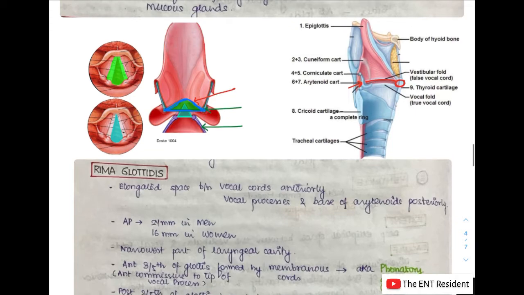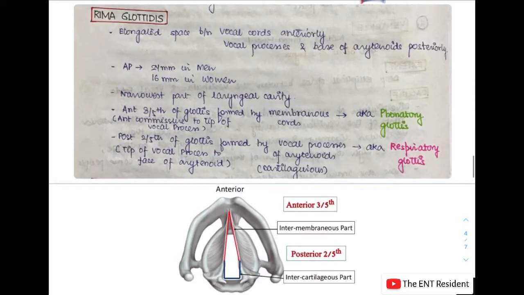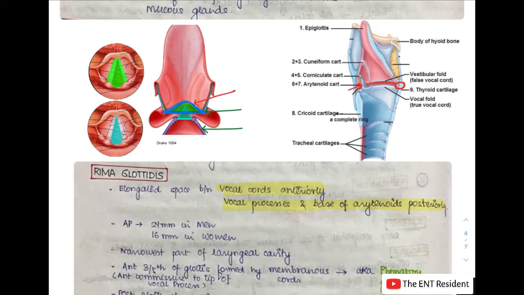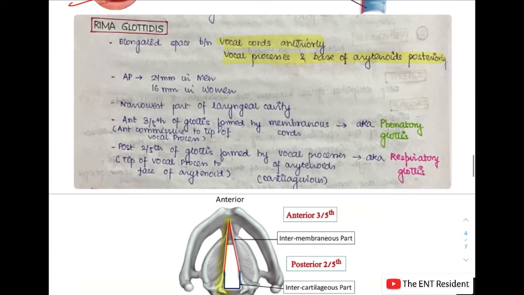Next, we come to something known as the Rima Glottidis and the vocal folds. So, what is this Rima Glottidis? It is basically an elongated space between the vocal folds anteriorly and the vocal processes and base of arytenoids posteriorly. As you see over here, these are the vocal folds anteriorly and the vocal process and the base of the arytenoids posteriorly. In the previous picture as well, you can see this part which is shaded in blue is the space in between the two vocal folds, and this space is known as the Rima Glottidis.